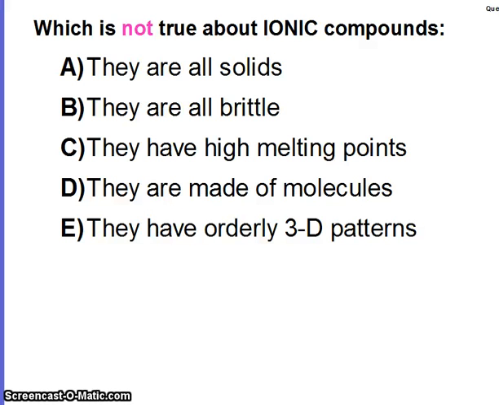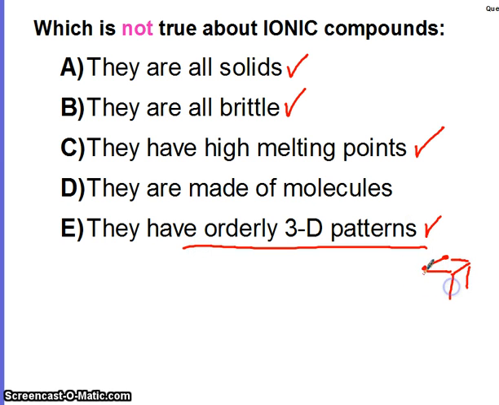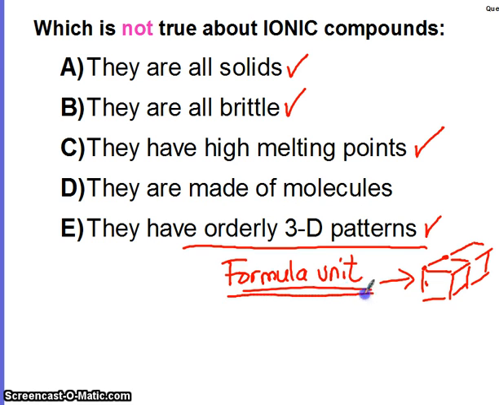Okay, this is just memorization. All ionic compounds are solids. All ionic compounds are brittle, and they all have high melting points, and they have orderly 3D patterns, meaning they're sort of like crystals. They have just a regular repeating shape. And the lowest whole number ratio of that regular repeating shape, I think they actually call this a crystal lattice, but that is called a formula unit. That is the lowest ratio of your ionic compound.